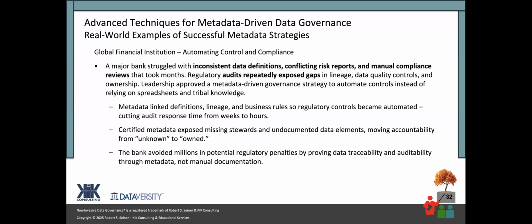Over the course of my lengthy career since I left the corporate world, I've done a lot of work for global financial institutions. And a lot of times they say that they have the same problems. They have inconsistent definitions, conflicting reports. They're doing compliance in a manual way. They've had audits. They've had a lot of reports from outside parties that say we have gaps. We have gaps in the way we're providing lineage. We have gaps in our quality control. We have gaps in who's taking responsibility or ownership or stewardship of the data within the organization.